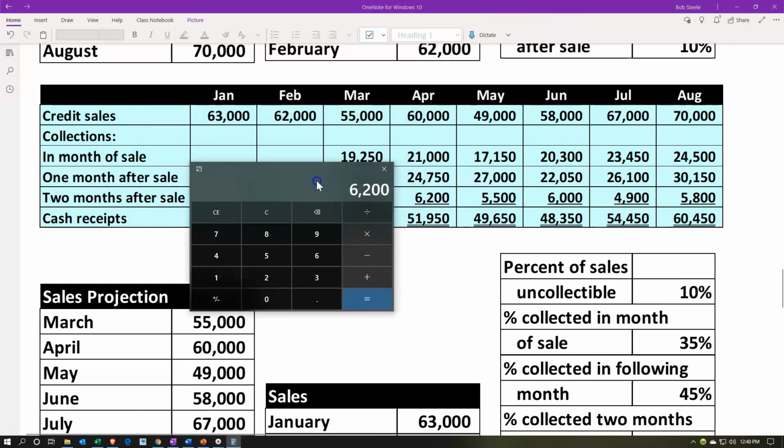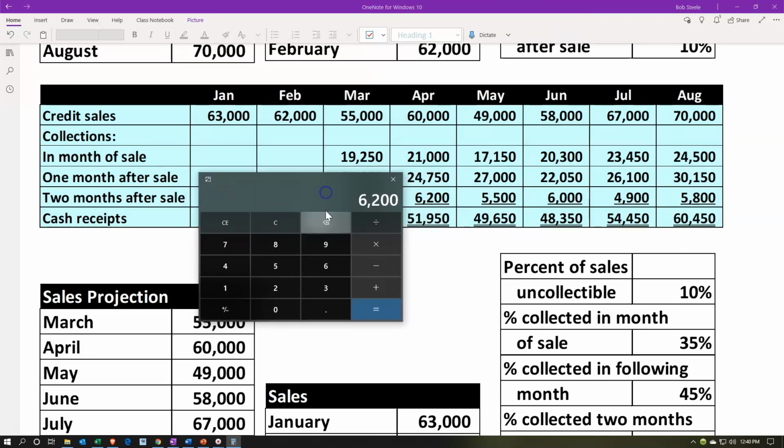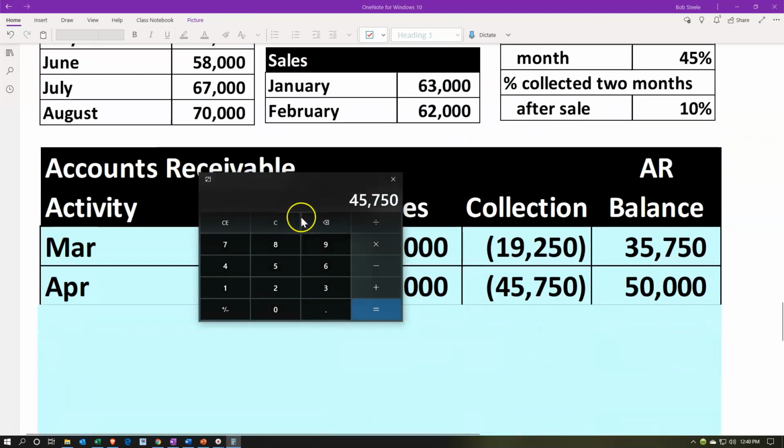Well, now we're going to say that we have the 21 from the current period. Those were collected for sales made in April. Plus, we have the 24,750 for sales that were made in March that were collected in April. And then we're not including the 6,200 because they were sales that were made in January. So we've got the 45,750.